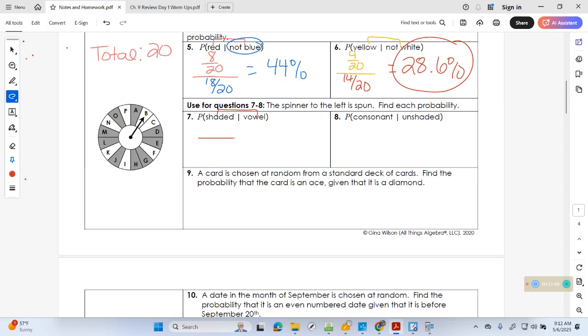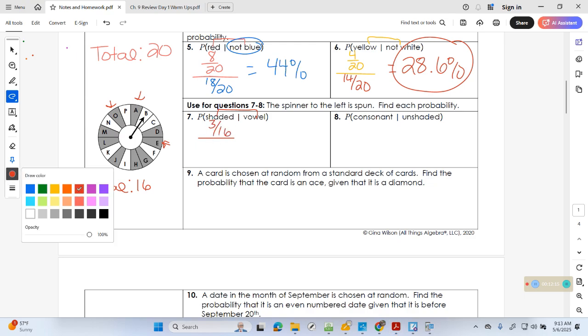Okay, so let's just first count the total number of letters. Let's count the total here on the spinner. 16. Let's start with that. So again, just count all of the pieces. Obviously, Sophia did it for 16. So how many of those are shaded and vowels? 3. Shaded in a vowel. So 3 out of 16 for the top.